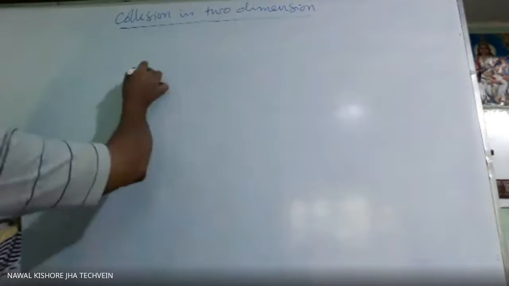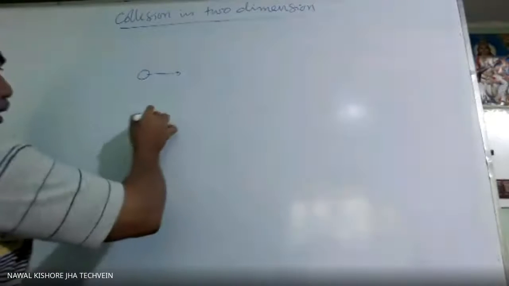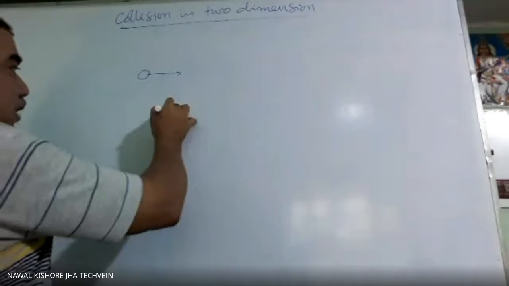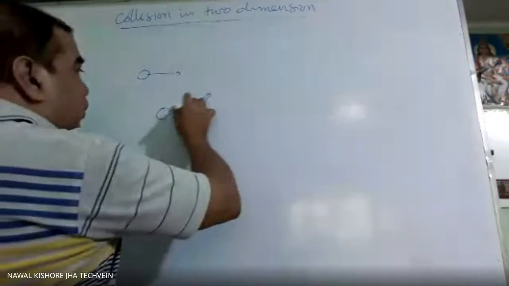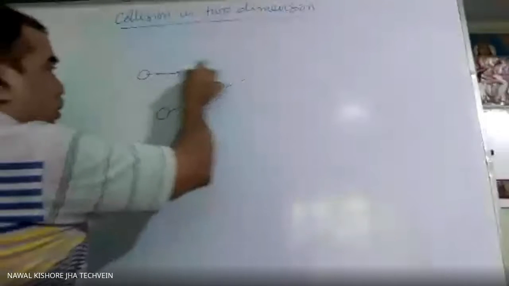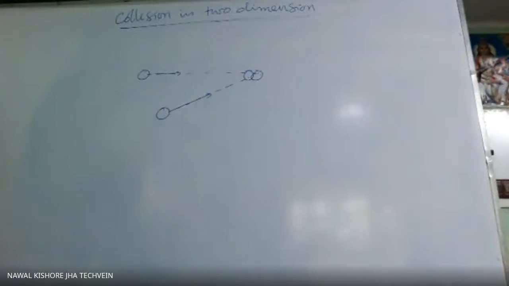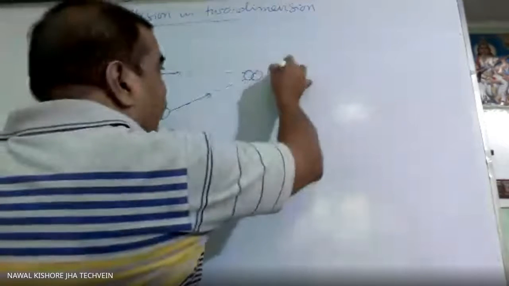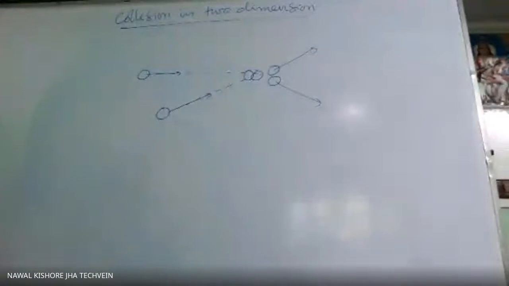Suppose one ball is coming from this side, this way. The other ball is moving from this side, this way. By the time this ball reaches here, the other ball also reaches here. So these two balls are striking each other, that is, colliding. After collision, one ball starts moving in this direction, the other ball in this direction. Then how will you solve this type of problem?